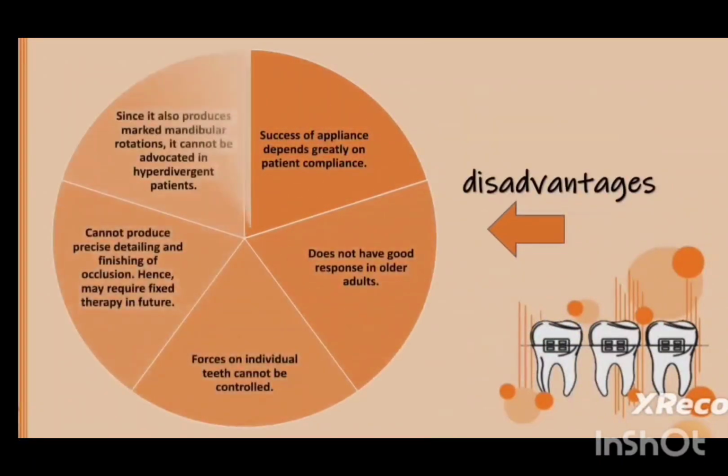Disadvantages include that the success of the appliance greatly depends on patient compliance. We keep coming back to these points. It does not have a good response in older adults since the growth is completed. The forces on individual teeth cannot be controlled and precise detailing and finishing cannot be achieved. Hence, future fixed therapy is mandatory. Now, since it also produces marked mandibular rotation, it cannot be advocated in hyperdivergent patients.